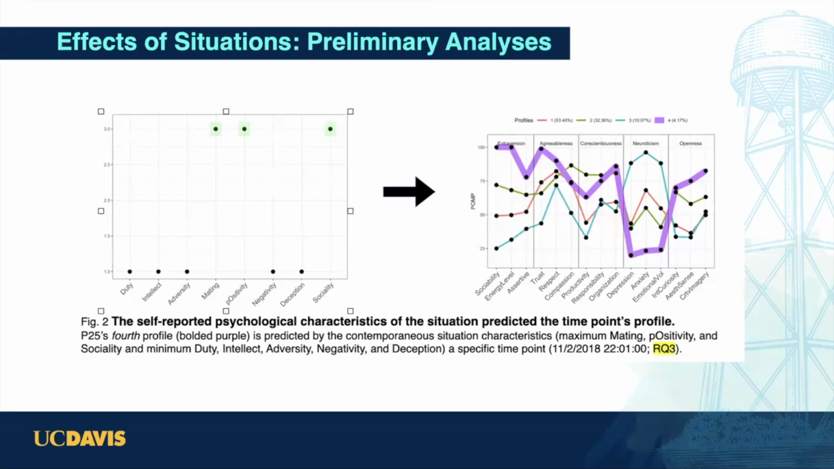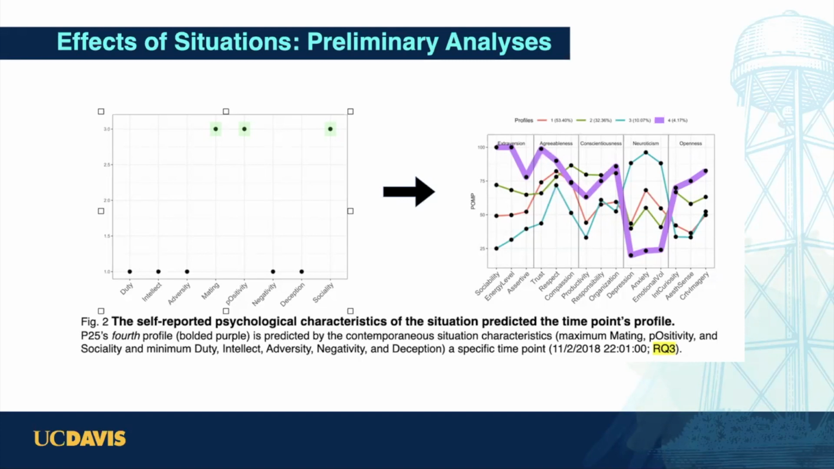Now the effects of situations. So these are preliminary analyses, but for each ESM, a participant filled out the BFI, as you can see on the right, but they also filled out the DIAMONDS scale, which is the psychological characteristics of situations, on a scale of 1 to 3. And so this is one example.